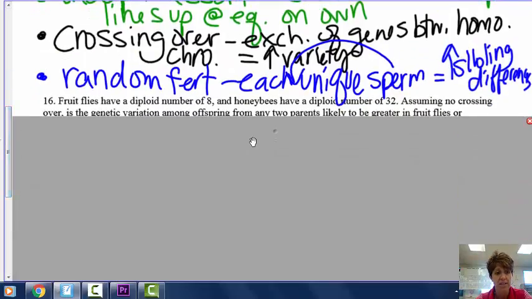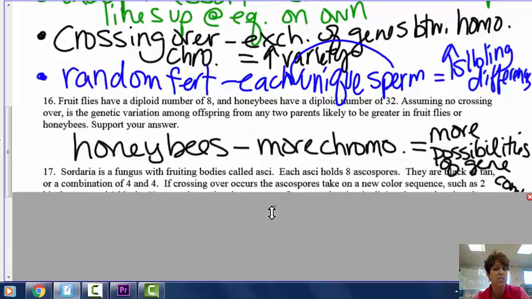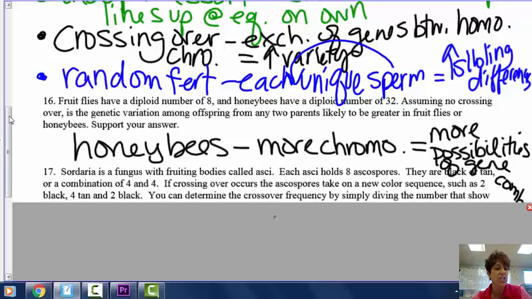All right, number 16. Fruit flies have a diploid number of 8. Honeybees have a diploid number of 32. Assuming no crossing over, is the genetic variety among offspring from any two parents likely to be greater in fruit flies or honeybees? Well, honeybees, of course, they have more chromosomes, so there's more possibilities. There's more genes, and therefore it is just more combination choices.